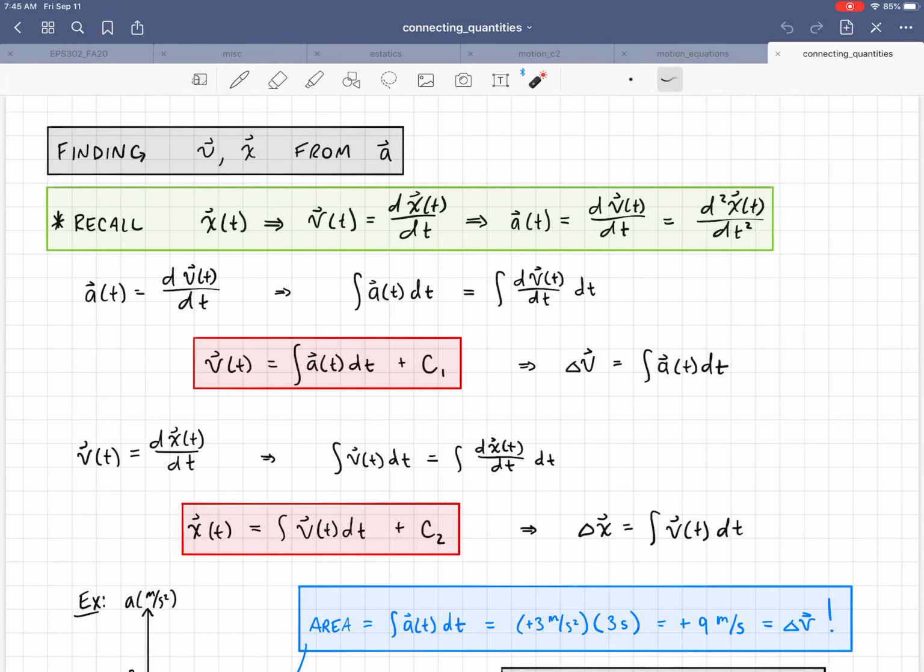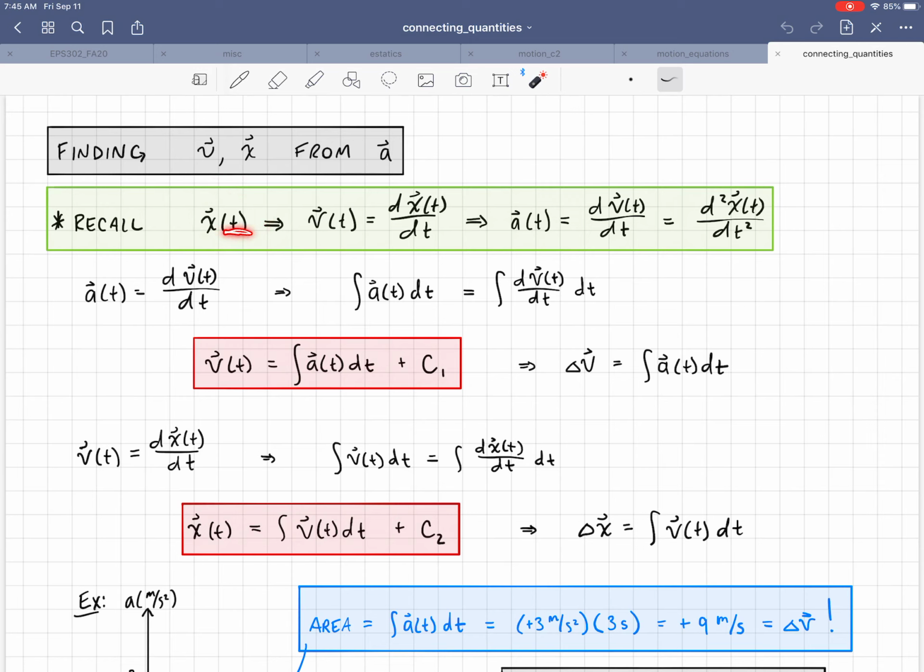Okay, this is our last video on one-dimensional motion, so this is going to wrap up our section. And this is going to focus on finding velocity and position from acceleration information.